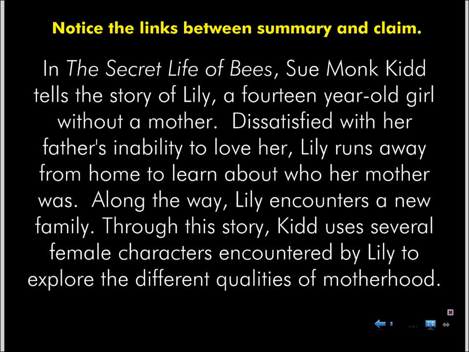Now, next point. I've created links between the summary and the claim. Brian was talking to me about AP American history and how there's a link between the claim and every single topic sentence of every paragraph. I'm going to move backwards. I'm going to show you how there are links between the claim and the summary that precedes. I have qualities of motherhood. Where's the link up above? Talking about her not having a mother. There's my link. I've got encountered by Lily. Encounters a new family and runs away from home. She's running away from home and encountering a new family. I've got encountered by Lily mimicking that idea.